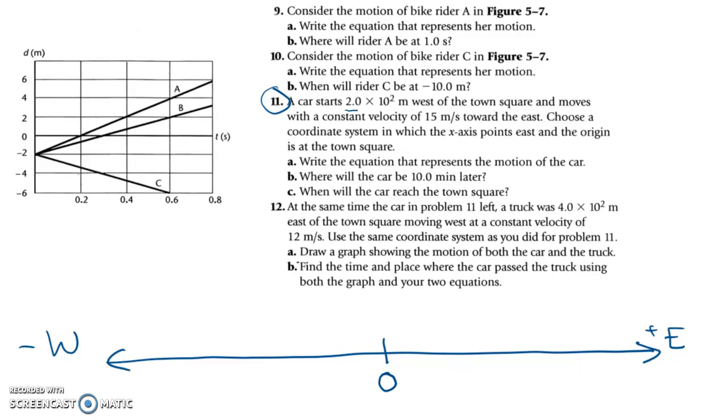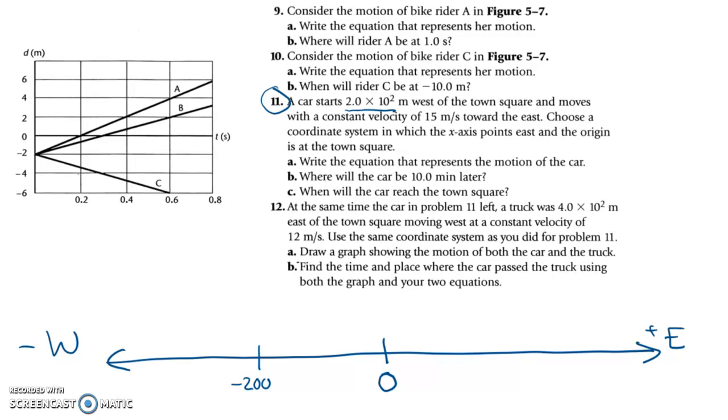The important information for us is where the car starts, 200 meters west of the town square. So west would be over here, and the important thing is we would call that negative 200. If you think about an x-axis, this is on the negative side of the x-axis. And it's really important that we make the initial position of that car negative 200.